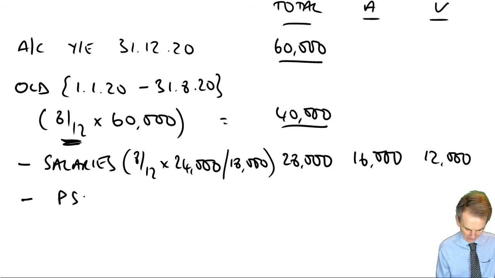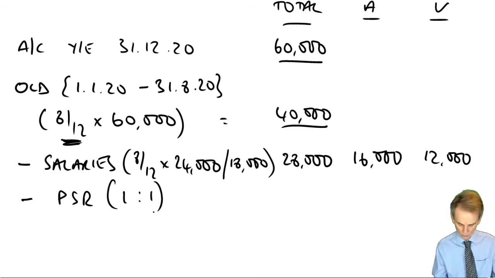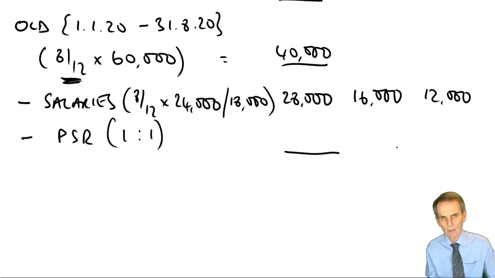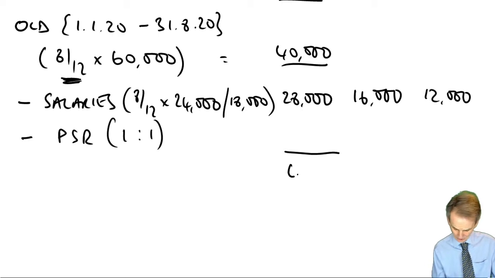The only other thing that is left is the profit sharing ratio, which was a very simple PSR of 1:1. So the amount of profit for this first part of the accounting period under the old agreement totalled 40,000.